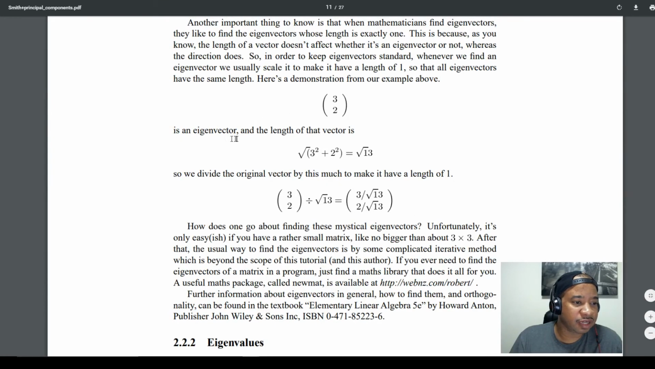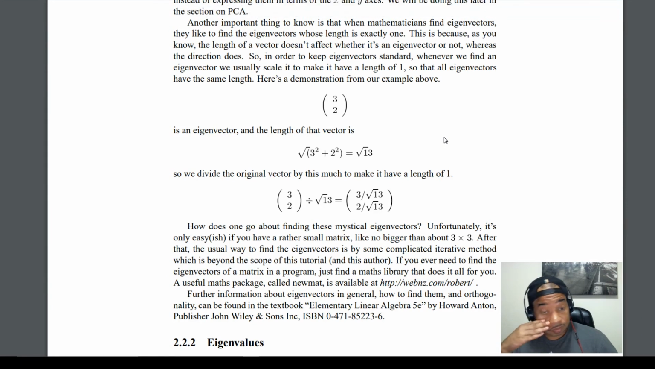So 3, 2 is an eigenvector, and the length of the vector is the square root of 3 squared plus 2 squared, which is the square root of 13. You can verify this with the Pythagorean theorem. In the xy plane, you can represent this as a vector starting from the origin that terminates at the point 3, 2. There's a one-to-one correspondence between the points in the plane and the two-dimensional vector space.